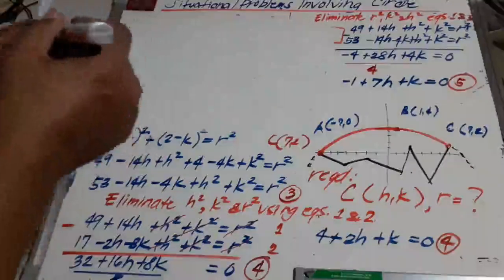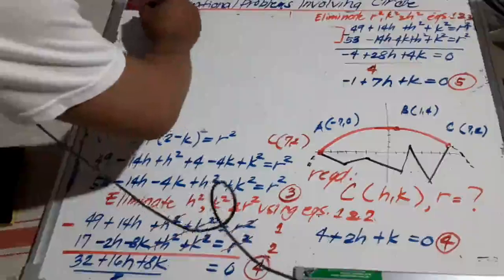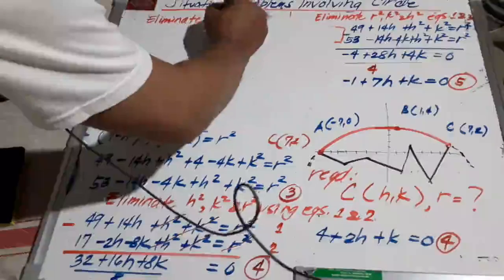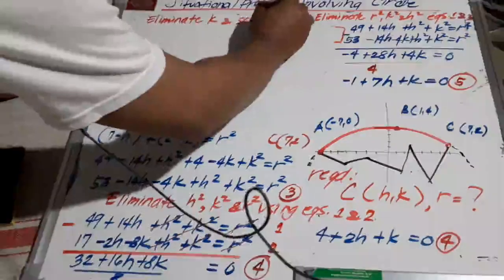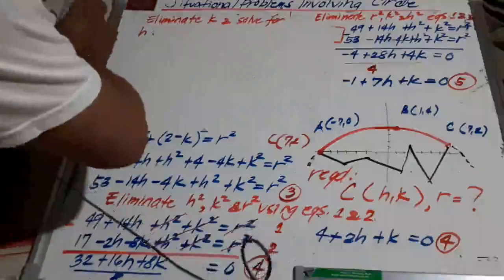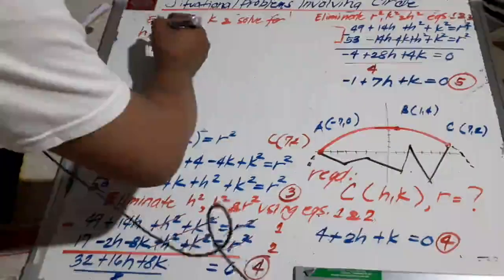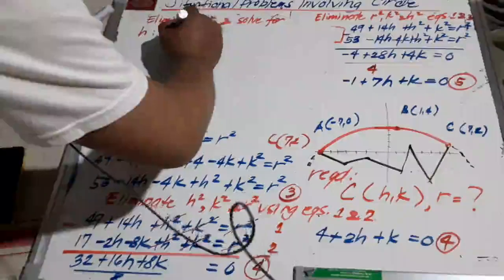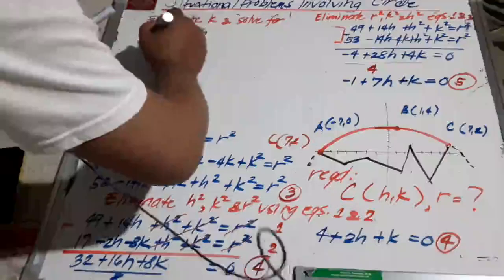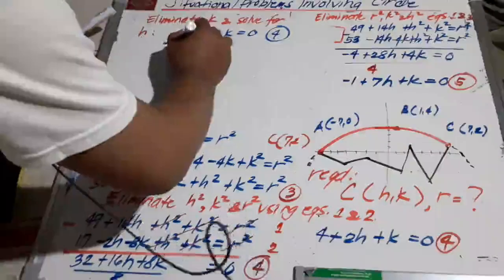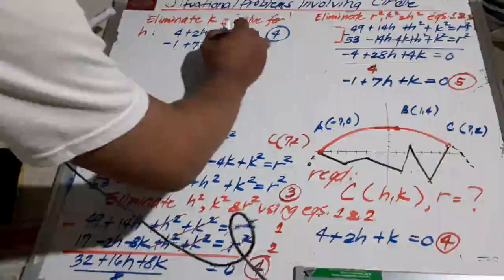Okay, eliminate K and solve for H, using equations 4 and 5. So equation 4 is 4 plus 2H plus K equals 0. Equation 5 is negative 1 plus 7H plus K equals 0.